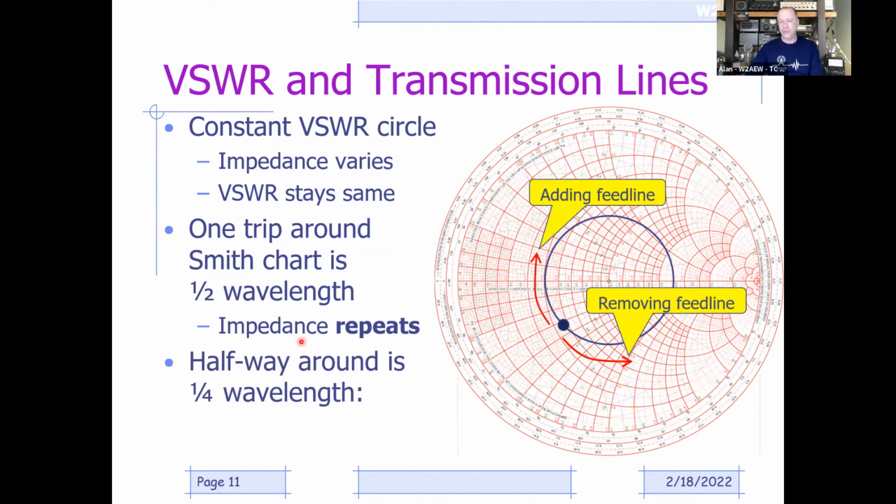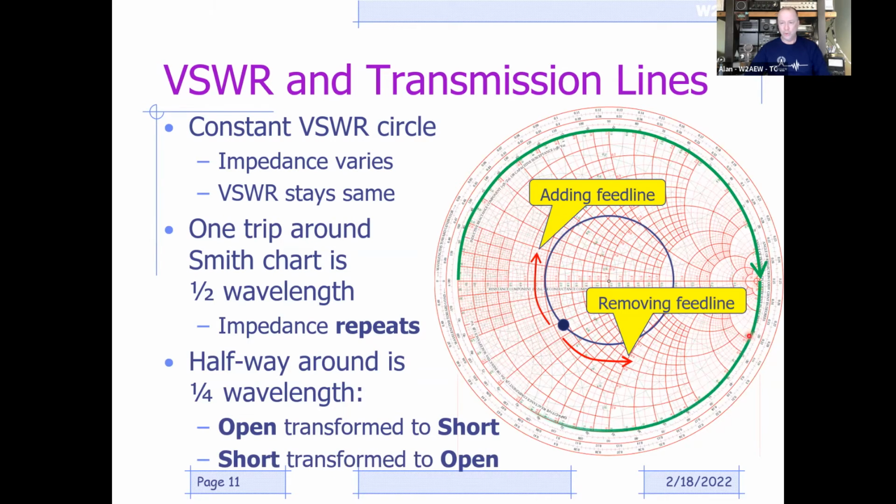But now what's interesting is halfway around is a quarter wavelength line. And there's a lot of magic things that happen with a quarter wavelength line. You'll hear quarter wavelength tuning stubs and things like that. But what the quarter wavelength line does is an open will be transformed into a short, and a short will be transformed into an open.